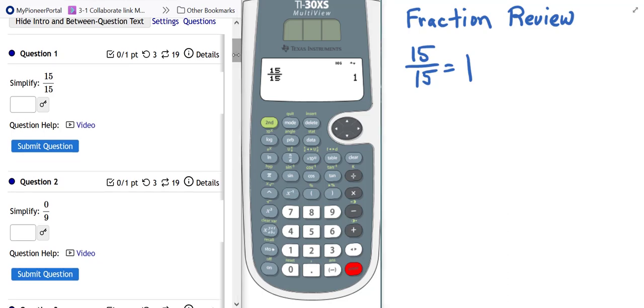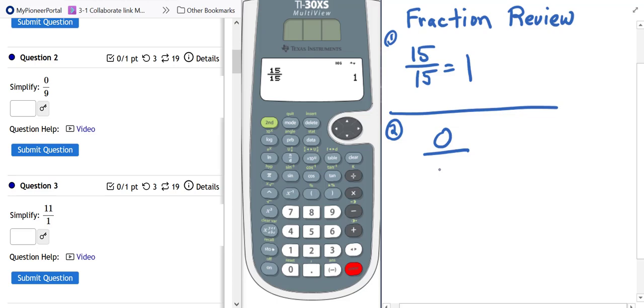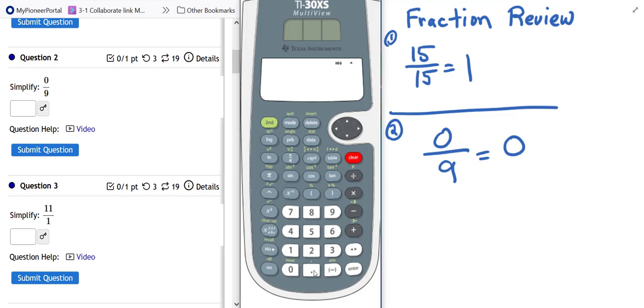The next one, also hopefully you would know this property. Zero divided by anything is 0. 0 on the top is okay, it gives you 0. If you have 0 in the denominator, it's undefined. So on your calculator, we'll clear. You can use your fraction button, 0, go down with your cursor, and 9, enter, 0 is the answer.